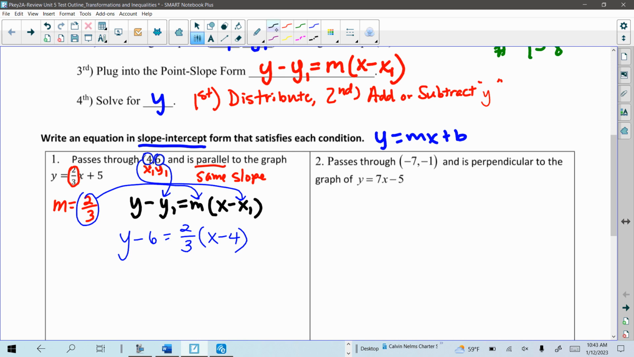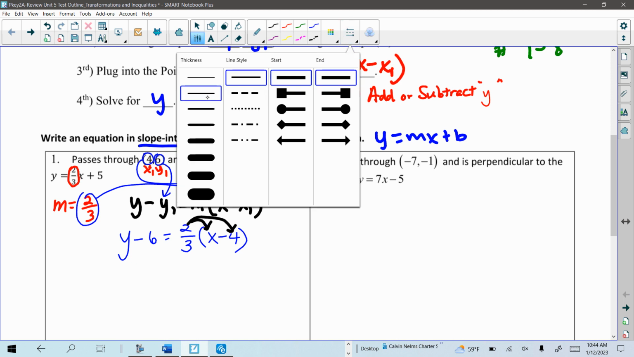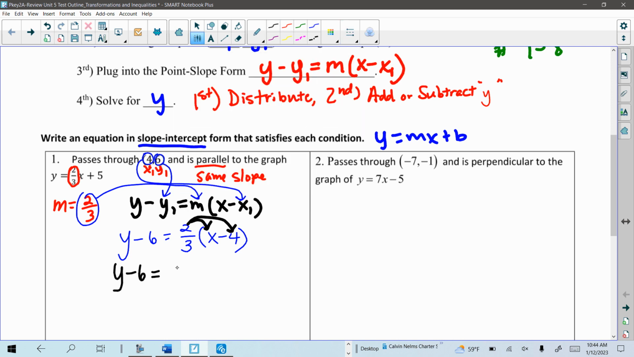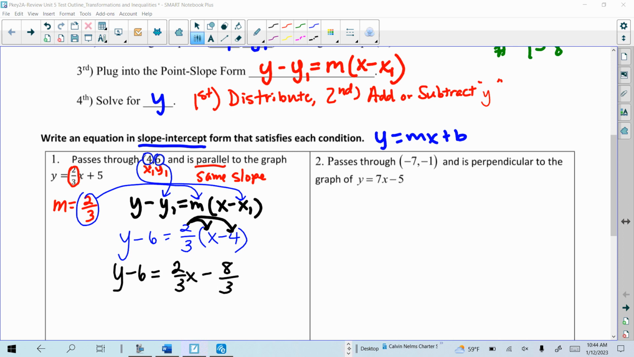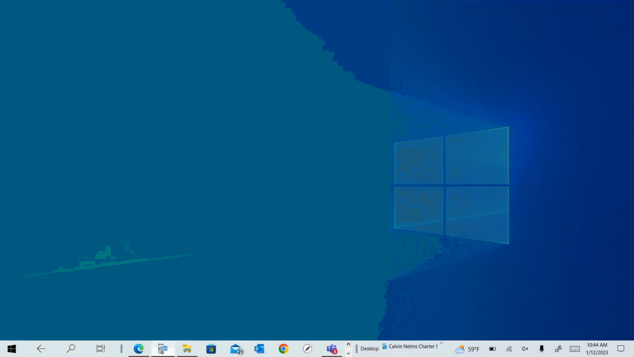All right, let's distribute. Now, I already had some students ask me about distributing or multiplying a fraction. If you struggle with that, your calculator can help you, okay? So when I distribute, you're going to end up just rewriting y minus 6, but this now becomes 2/3 x minus 8/3. If you're not sure how that happened, let me go get your calculator in your hand.